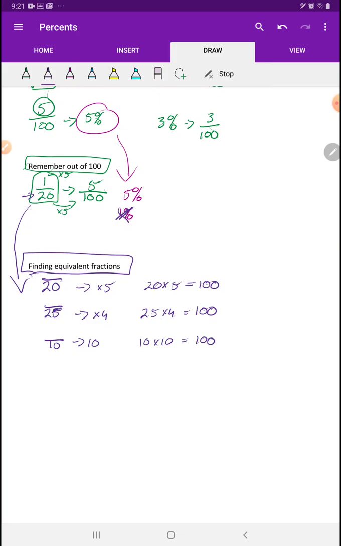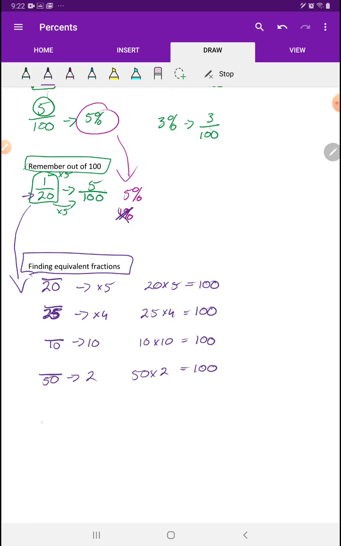So these are all standard numbers. 20, 25, 10, you'll see those on the bottom of fractions a lot. What about if you see the number 50 on the bottom? Well, then you have to times by 2 because 50 times 2 equals 100. They're pretty standard. These are all really, really common ones.